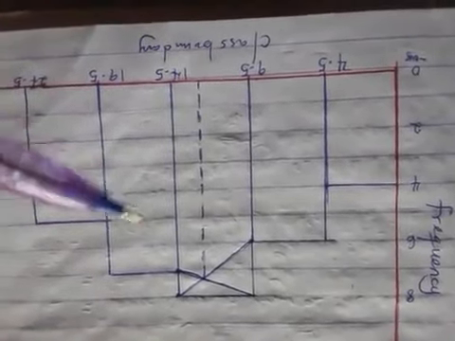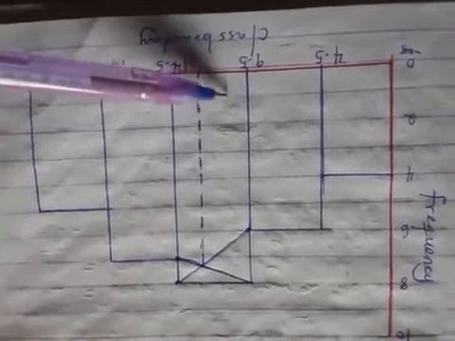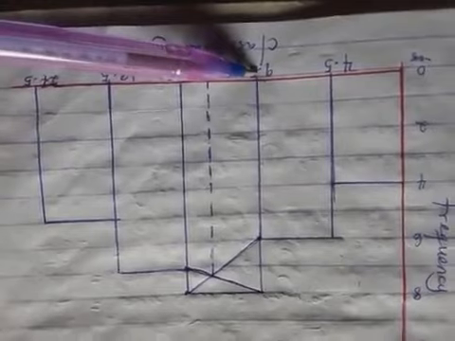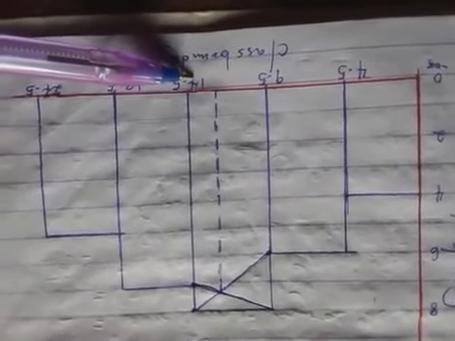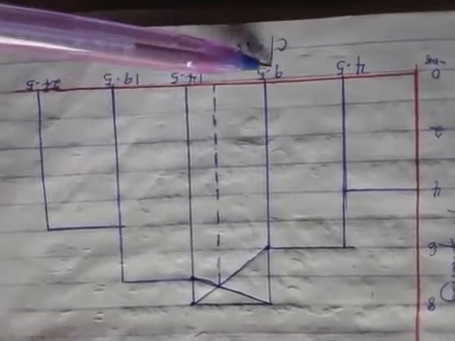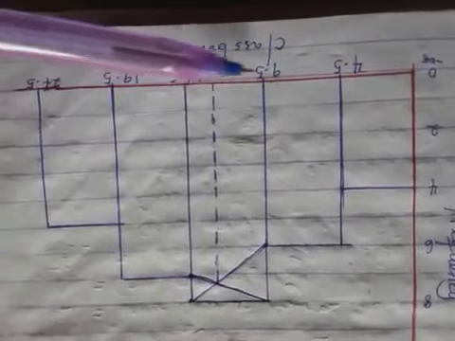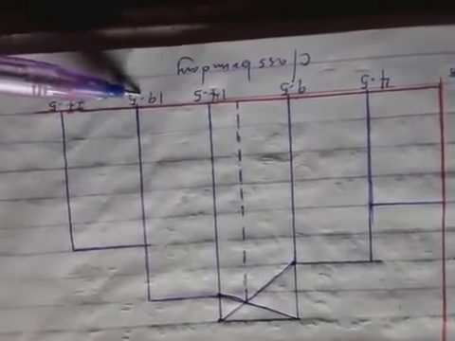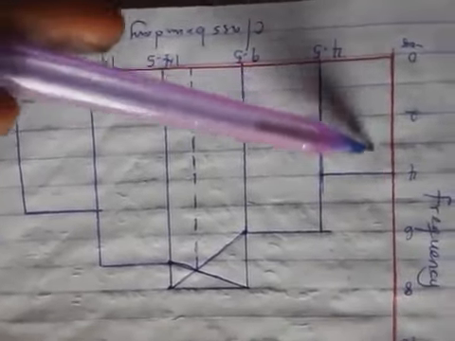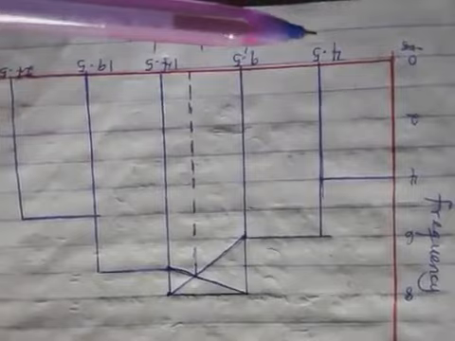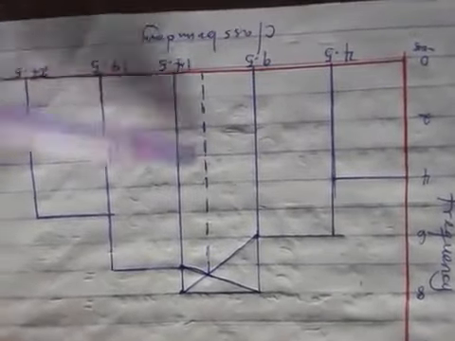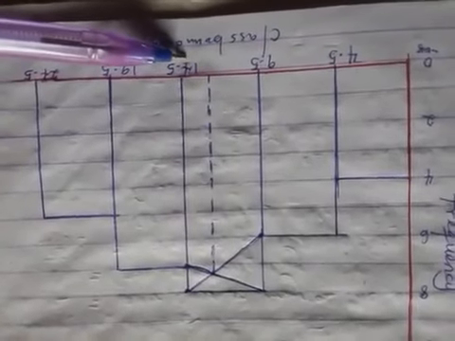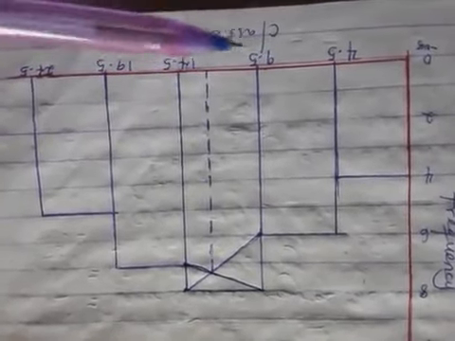So where do I have the tallest bar in this question? This is the tallest bar. So my modal class is between 9.5 to 14.5. That's where I have my tallest bar. So anywhere I have my tallest bar, if the tallest bar is this bar, then this will be my modal class. If the tallest bar is this particular one, then 0 to 4.5 is my modal class. But in this case, the tallest bar is here between 9.5 and 14.5. That gives me my modal class.